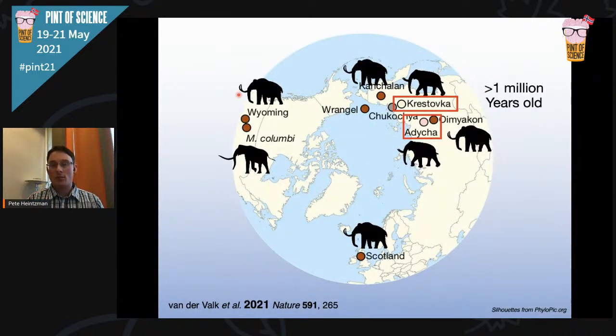We incorporated genomes that had already been collected from North America, which included Columbian mammoth and woolly mammoth, and other woolly mammoths from Europe and Eurasia. And we included two of these old steppe mammoths, the Krestovka mammoth, which was the oldest at around 1.2 million years old, and Adycha, which was around 1.1 million years old.